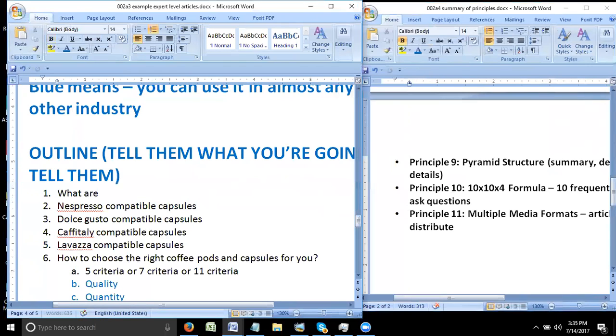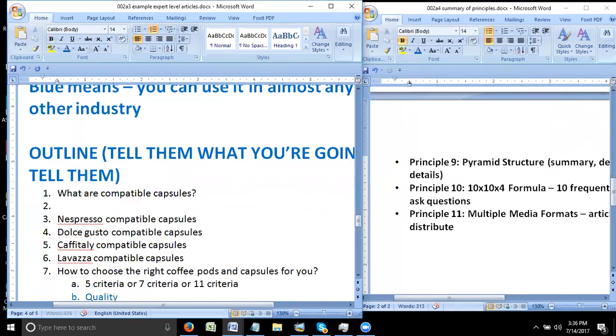And what are compatible capsules? That's a number one question, right? So we now have one. And then you start asking other questions. That's part of your outline. That's part of the articles that you're going to write. You can write a whole article just to answer this question. Number two might be, what are the benefits of compatible capsules?